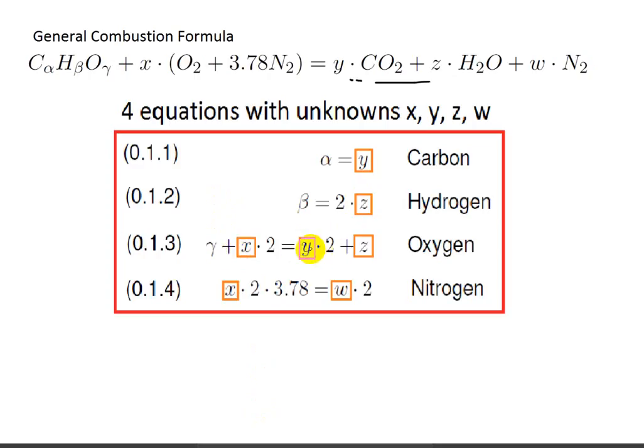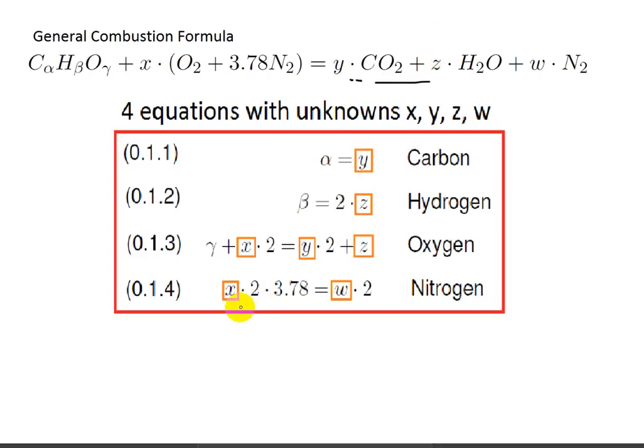Oxygen is going to be the most complicated of all. We have gamma oxygen atoms as part of the fuel, and then we're going to have 2 oxygen atoms in the air. Our coefficient on the air is x, so we'll have 2x oxygen atoms still on the left side. On the right side, we will have 2 atoms as part of the CO2, and they're multiplied times y, so we'll have 2y. And then finally, there's going to be 1 oxygen atom in the water, and that's going to have z for the coefficient, so that's only going to be a single z.